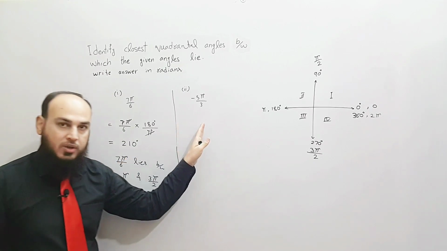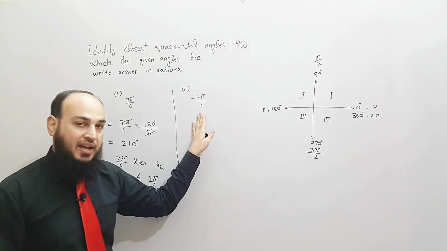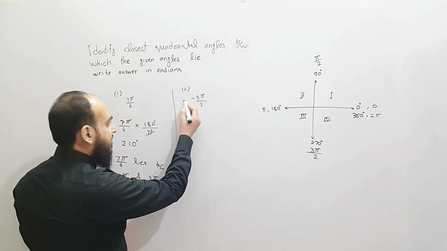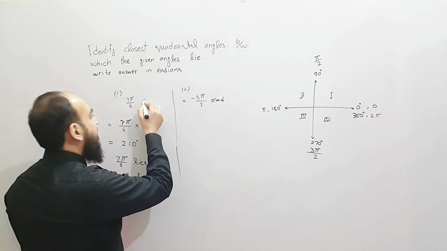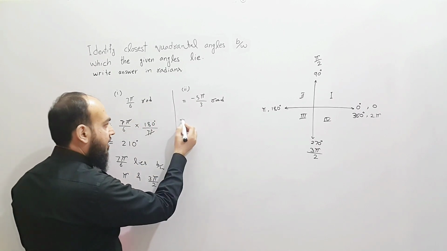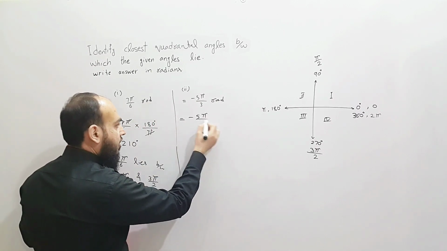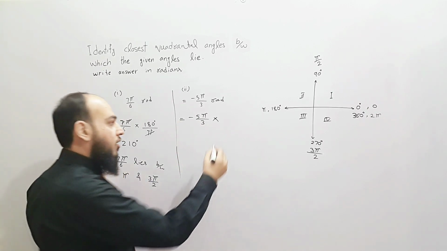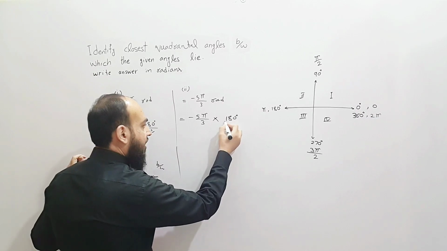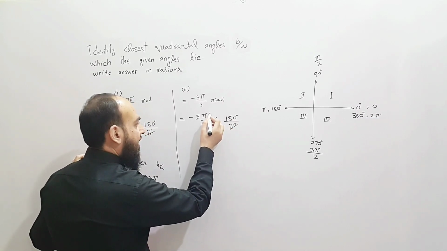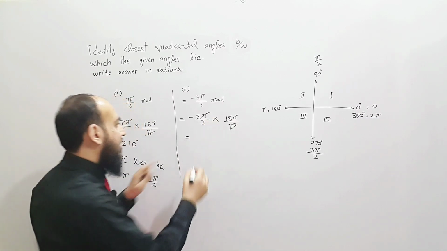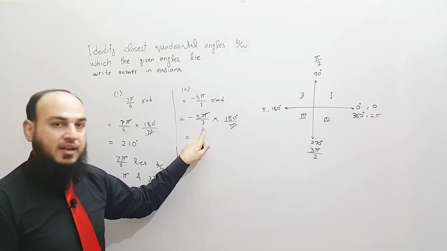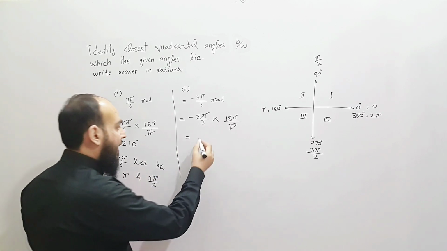Now look at the second question. This is a negative angle, minus 5 pi by 3 radian. This is also given in radians. First of all you have to convert it into degrees. For that you have to multiply it with 180 degree by pi, pi cancels with pi. Now multiply minus 5 by 180 degree and then divide by 3, then you will get minus 300.